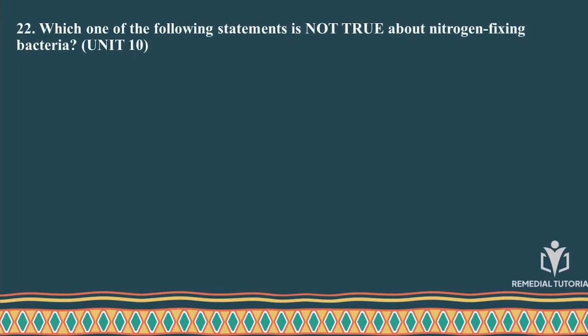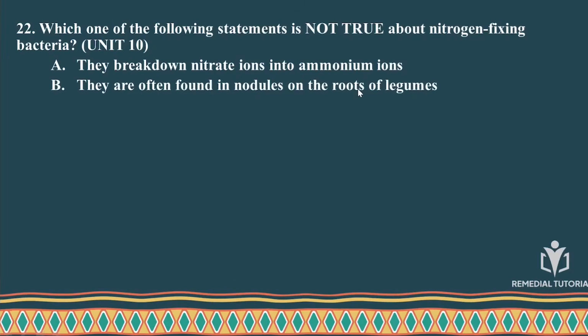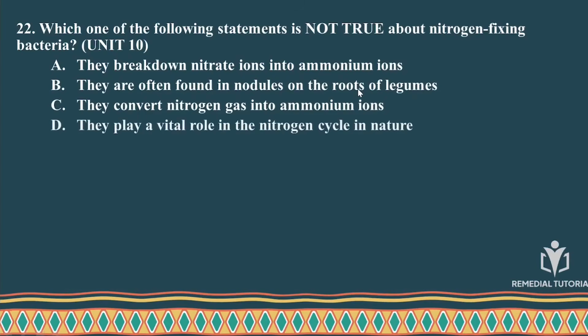Question number 22. Which of the following is not true about nitrogen fixing bacteria? A. They break down nitrate ions into ammonium. B. They are often found in nodule on the roots of legumes. C. They convert nitrogen gas into ammonium ion. D. They play a vital role in nitrogen cycle of nature.